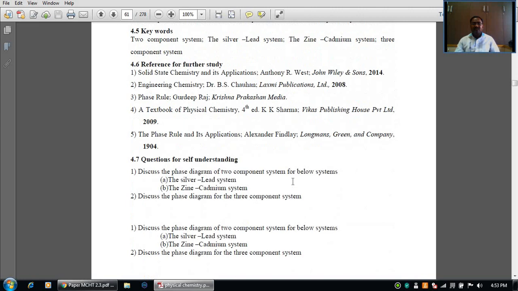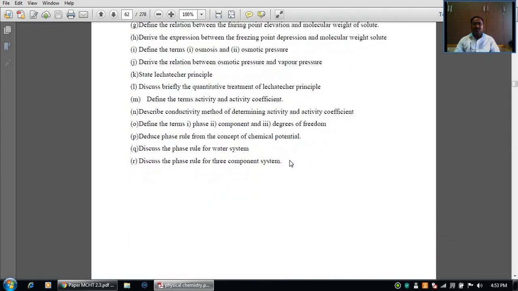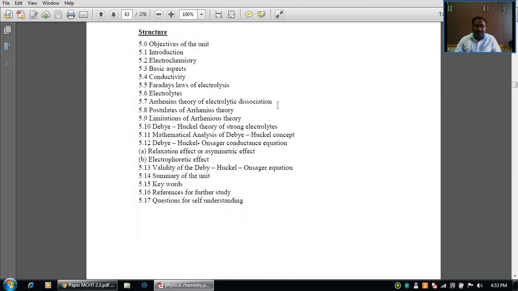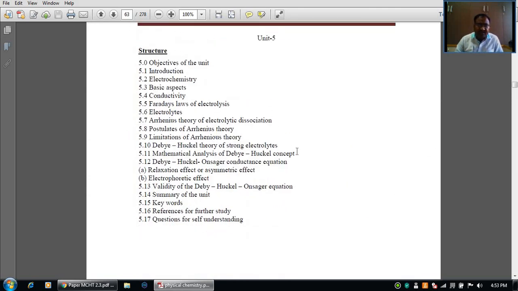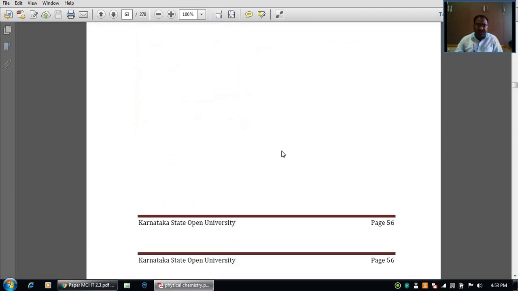Okay, these are all the brief introduction of block one. Block 2 starts from unit 5.